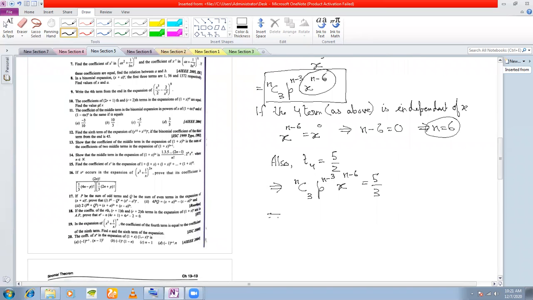That means now put n is equal to 6. 6C3 p to the power of 6 minus 3 x to the power of 6 minus 6. See that we are getting x to the power of 0 only. Because this term was independent of x, we have calculated the value of n such that this term is independent of x. That is why we are getting x to the power of 0 anyway. Okay, so this is 6C3 p cube is equal to 5 by 2. Now you can solve for p.